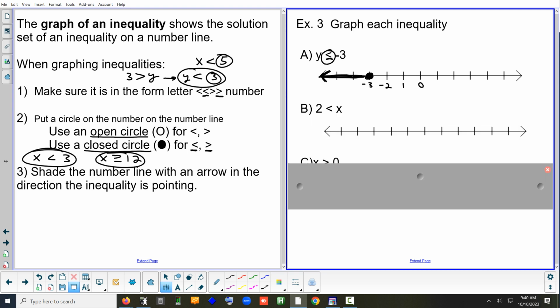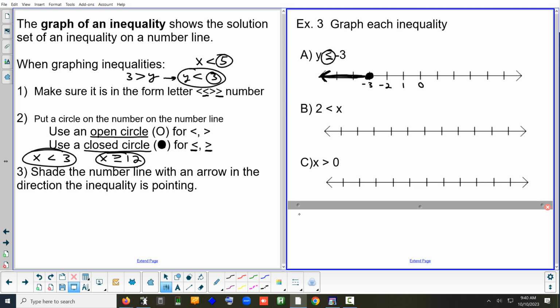All right, so why don't you guys try B and C. Give you a minute or so to do those. And then we'll do example 4, and then that might take us pretty close to the end. We'll see.